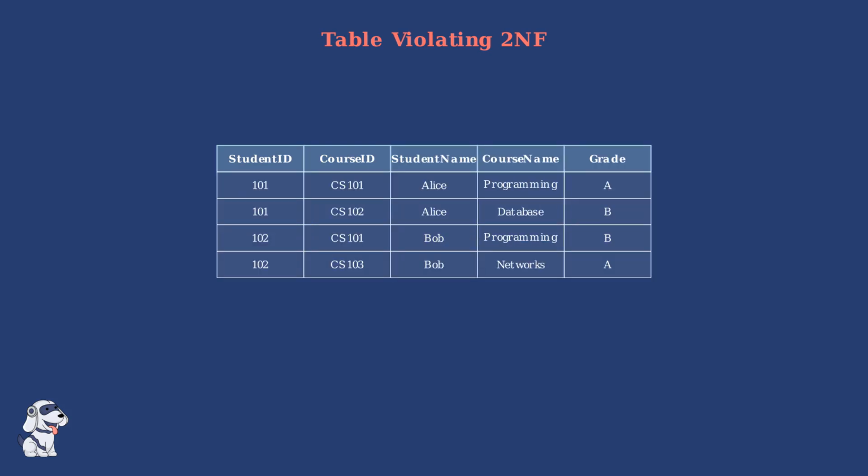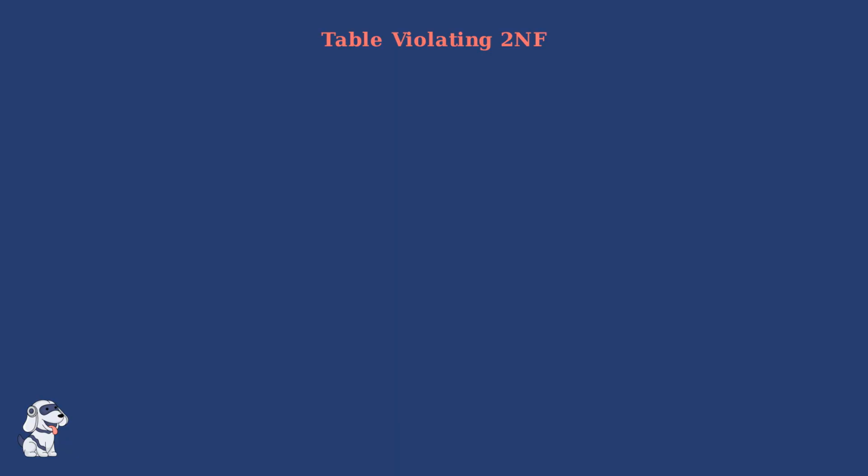Partial dependencies occur when a non-key attribute depends on only part of this composite key, rather than the entire key. Let's examine a concrete example that violates 2NF. This student enrollment table has a composite primary key of student ID and course ID. However, notice that student name depends only on student ID and course name depends only on course ID. These are partial dependencies because these attributes don't need the entire composite key to be determined.